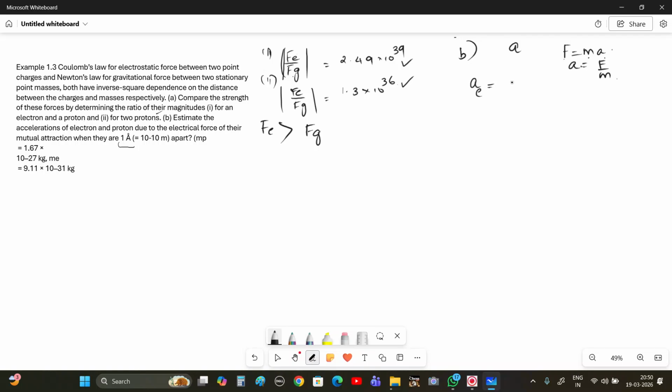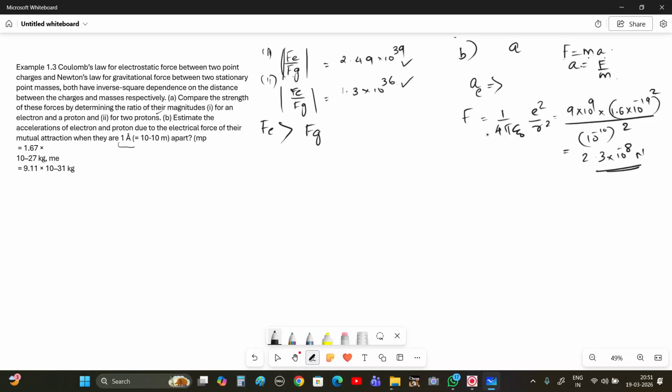I am writing it as AE, that is equal to force divided by mass. First we have to find the force of attraction between an electron and a proton. The equation of force is F is equal to 1 by 4 pi epsilon 0 Q1 Q2, both are e, so e square by r square. 1 by 4 pi epsilon 0 is 9 into 10 raised to 9. e square is 1.6 into 10 raised to minus 19, the whole square, divided by r square. The distance is 1 angstrom, so 10 raised to minus 10 square. On solving it, you will get the answer as 2.3 into 10 raised to minus 8 Newton.